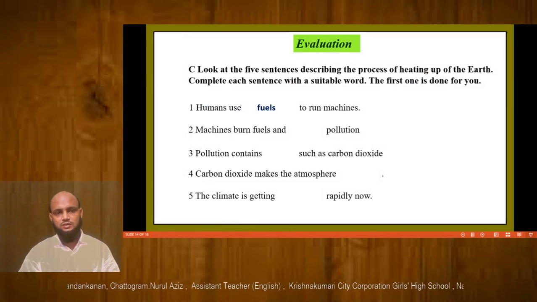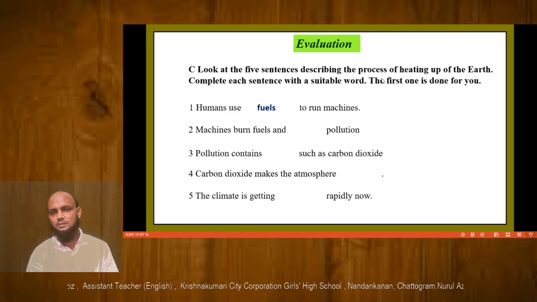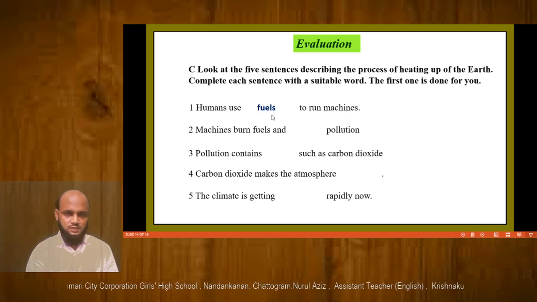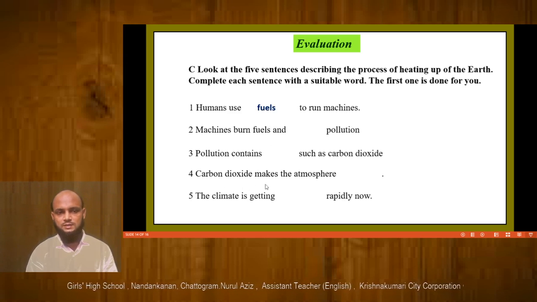And now evaluation, try to answer this gap filling activity. Look at the 5 sentences describing the process of heating up of the earth. Complete each sentence with a suitable word. The first one is done for you as a model, and now you have to answer the rest of the 4 questions. First one: humans use fuels to run machines. This is true, and fuels is the answer here. What should be the answer of the 4 other gaps?